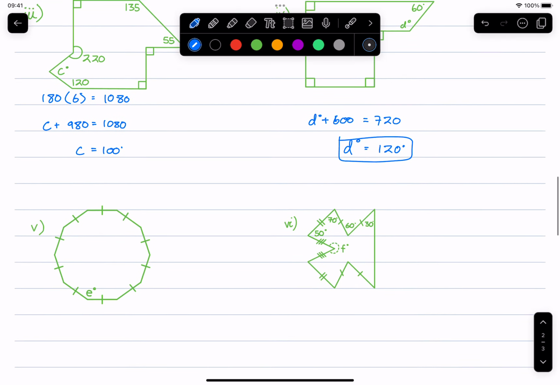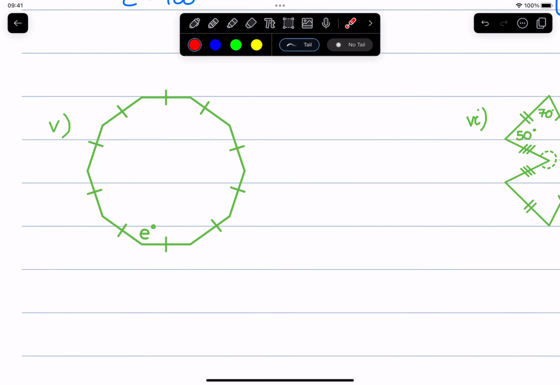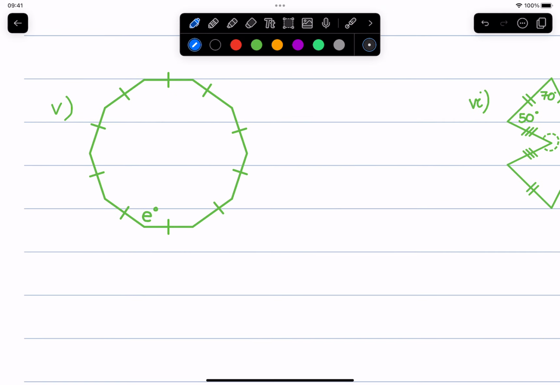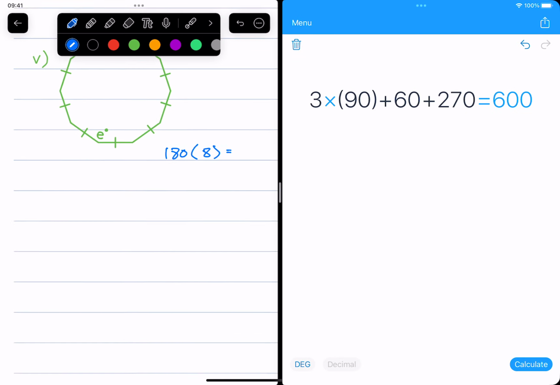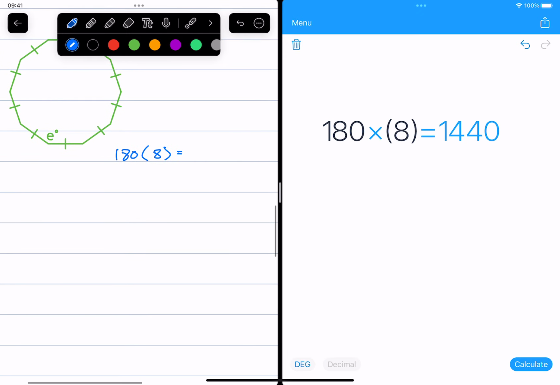All right, last 2 examples. This one, let's count. 1, 2, 3, 4, 5, 6, 7, 8, 9, 10. So this is a regular decagon. It's going to be 180 times 10 minus 2 is 8. The angle sum of this, oh, I can't calculate that quick enough in my mind, so I'm just going to use my calculator.